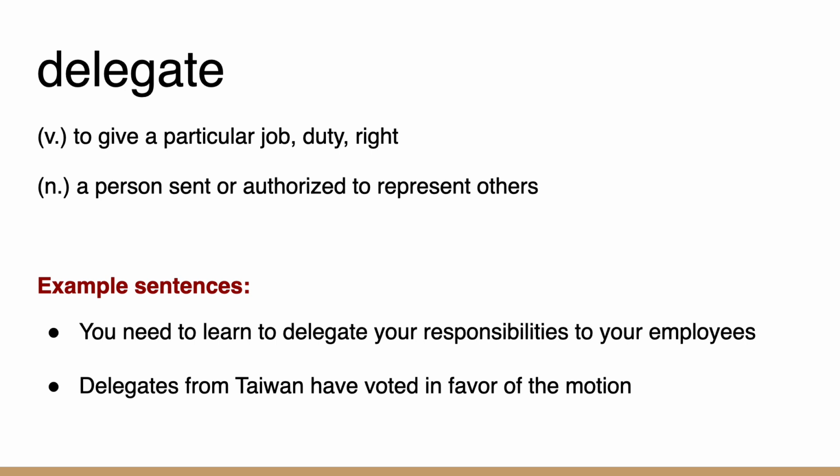Let's see the second example sentence here. And here, delegate is used as a noun. Delegates from Taiwan have voted in favor of the motion. So here, delegates from Taiwan means a group of people sent or authorized to represent Taiwan. If you want to say a group of people that are sent to represent the USA, you can say delegates from the USA. So delegates from somewhere means a group of people who are sent to represent somewhere. So that's delegate as a noun, a person sent or authorized to represent others.